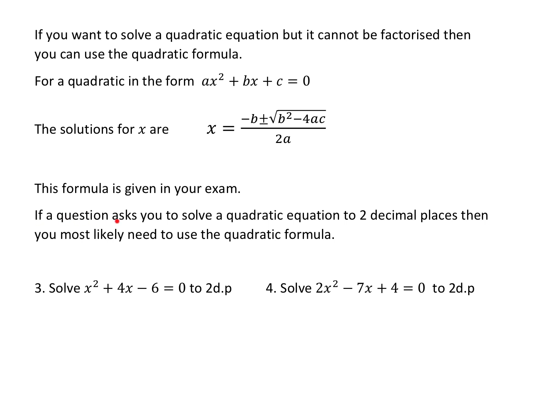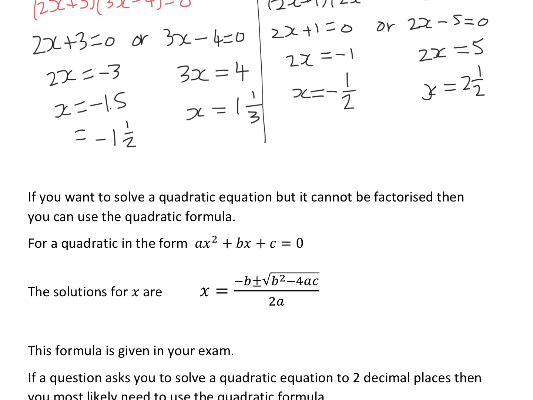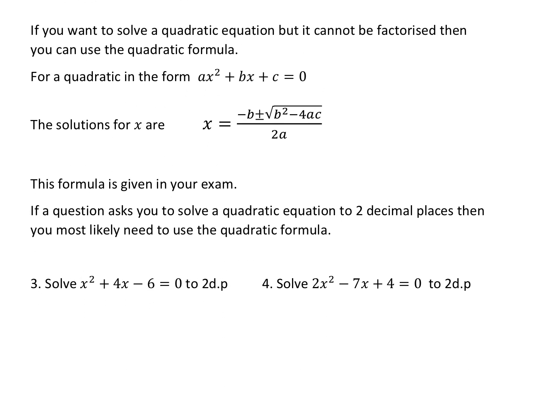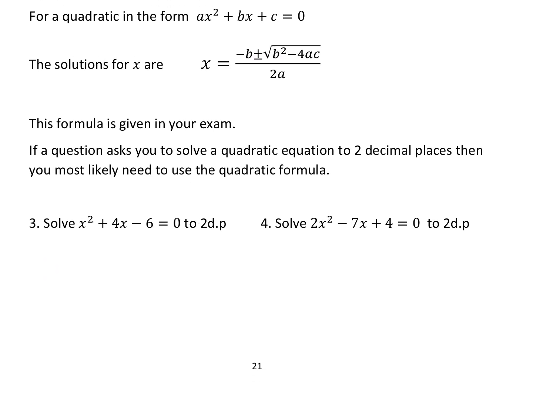But if a question asks you to solve a quadratic equation to 2 decimal places, 2 dp, then you'll most likely need to use the quadratic formula. So if you get nice answers like a half or 2.5, that's as a result of factorizing. But if they say the answer is going to be to 2 dp, you think it's going to be messy, it's probably not going to be a nice factorizing using factors. It's going to be the formula. So here, we're given that clue. We're told that we have to solve this one to 2 dp.